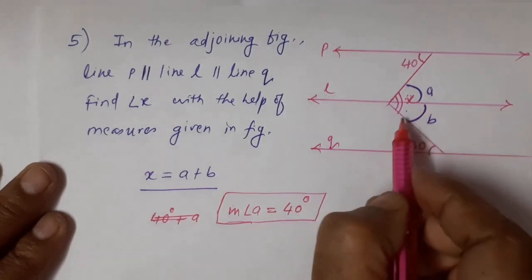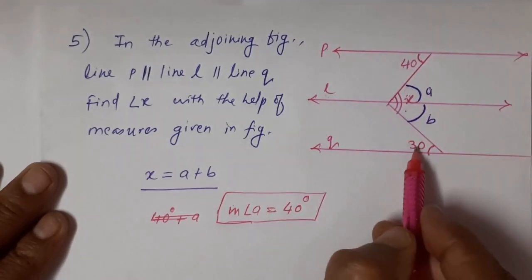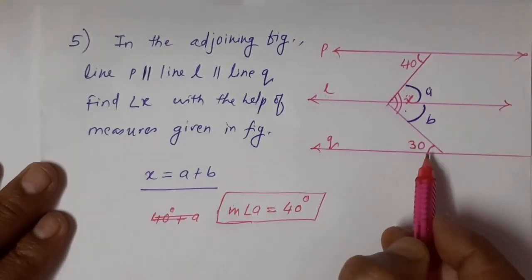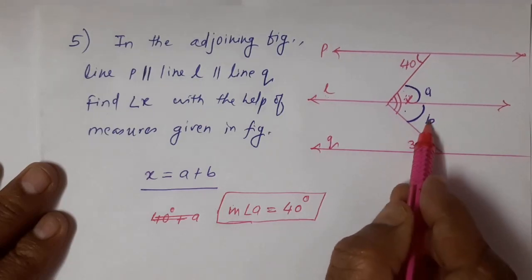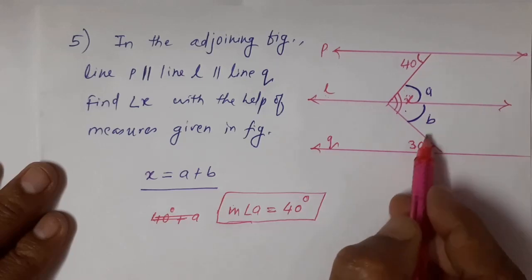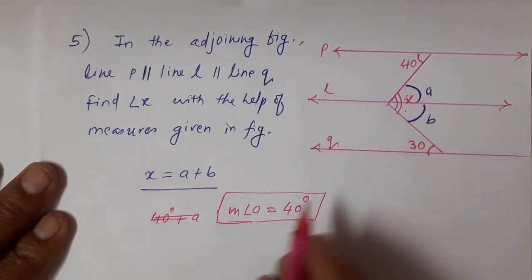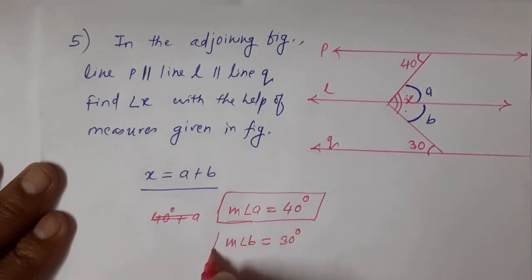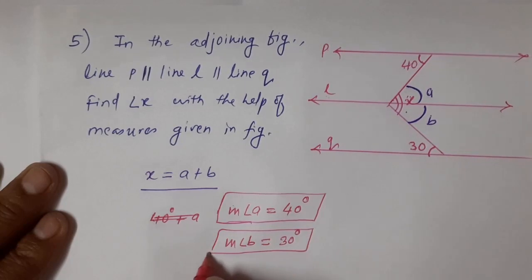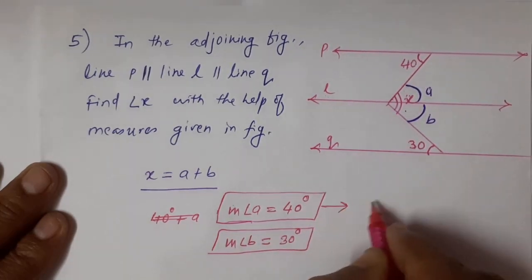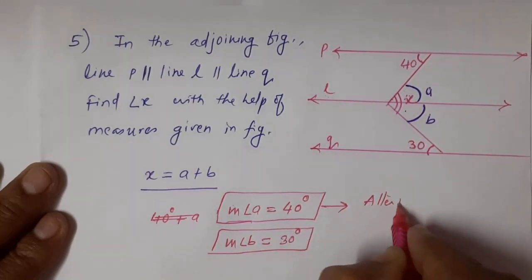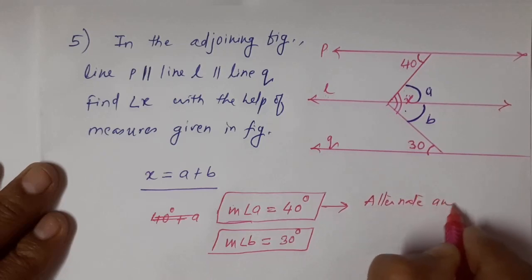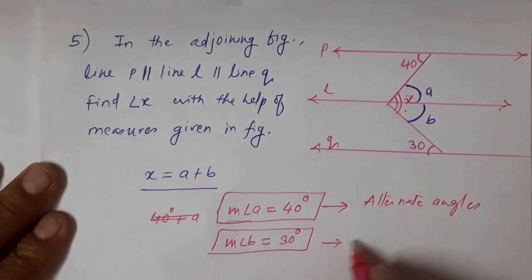Now we have to find the measure of angle B. This angle has been given as 30 degrees, and this angle and angle B are also alternate angles, and you know that alternate angles are congruent. So the measure of angle B will be 30 degrees. So we have found out the measures of angles A and B, both are alternate angles.